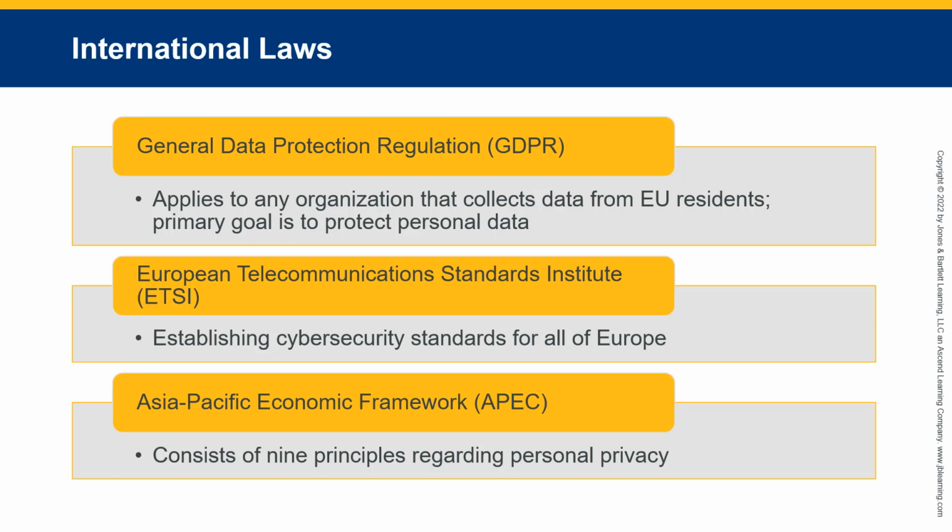The 9 principles in the APEC privacy framework are preventing harm, notice, collection limitations, uses of personal information, choice, integrity of personal information, security safeguards, access and correction, and accountability.